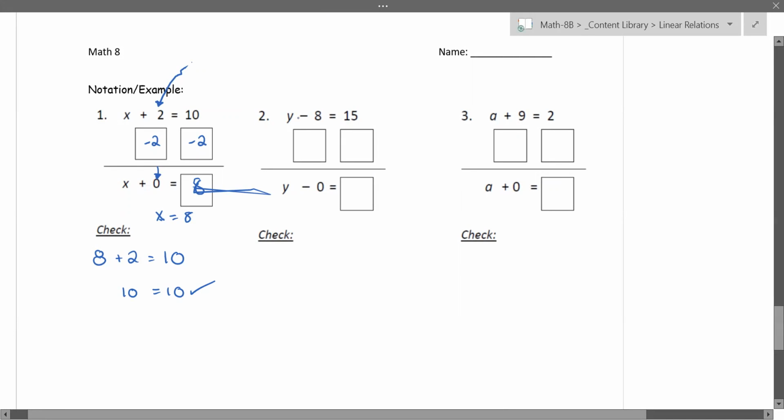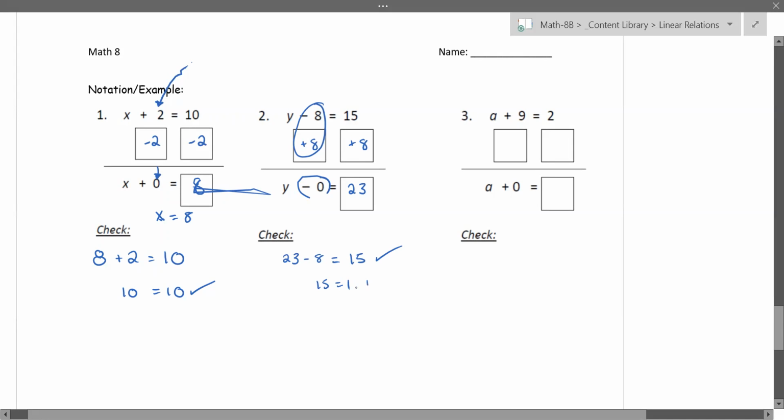Example 2, y minus 8 equals 15. The opposite of subtracting 8 is adding 8. So I'm going to get plus 8, plus 8. So this becomes 0. My 8's cancel out. 15 plus 8 gives me 23. Let's check. 23 minus 8 is 15. 15 equals 15.